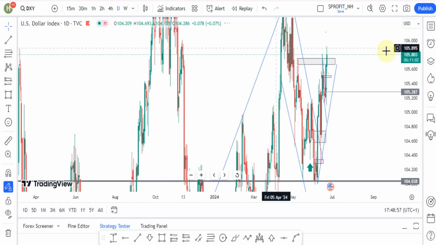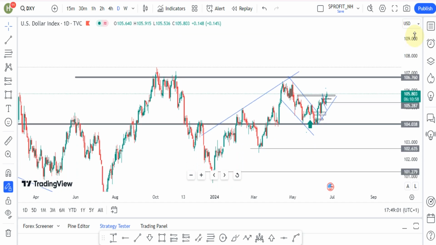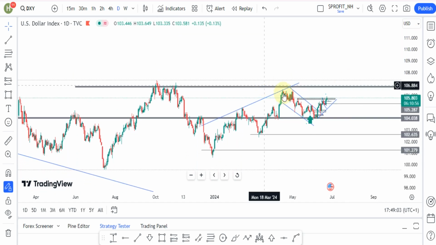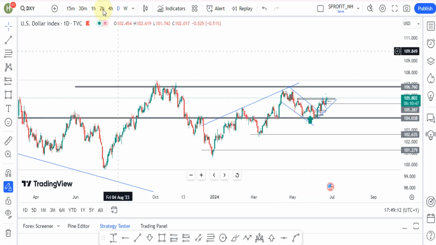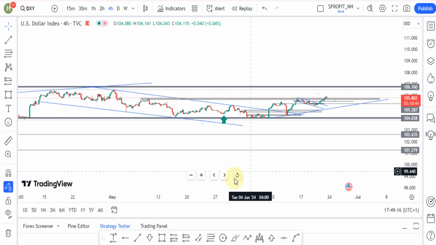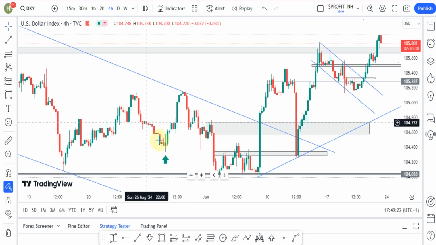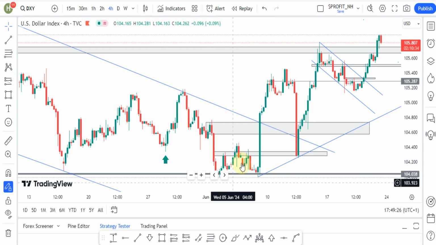We were on a downtrend from the previous weeks. Then after that we saw the DXY break above this downtrend, then give us an inverse head and shoulders at this point. Let me zoom in like this so that you can see it. We have this left shoulder at this point, then the head at this point, and then the right shoulder at this point.